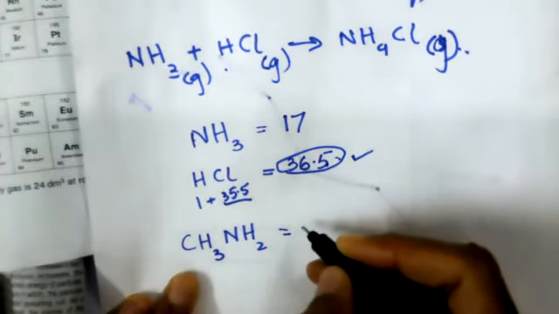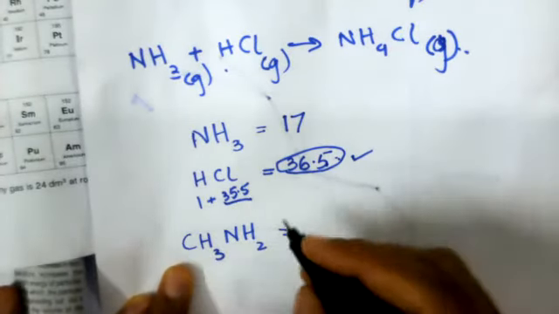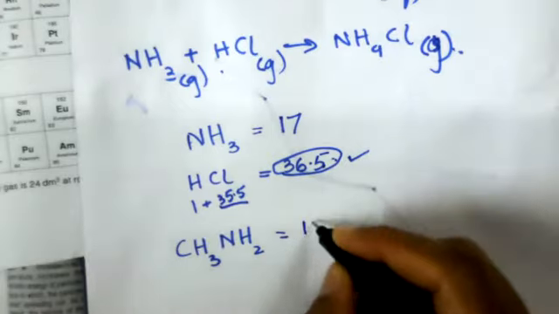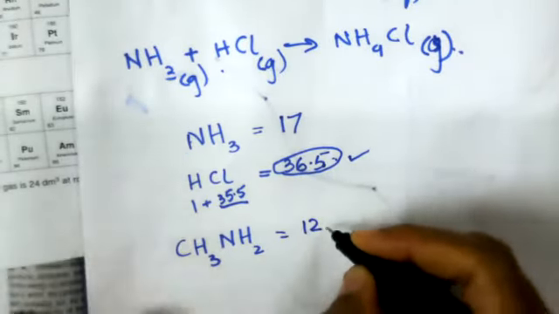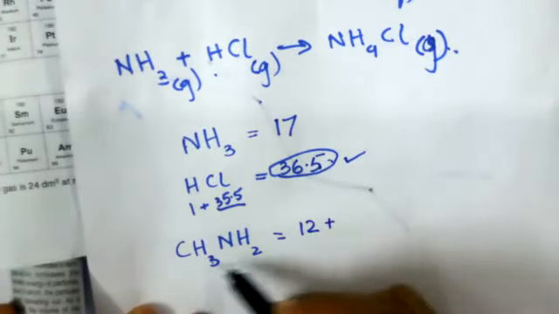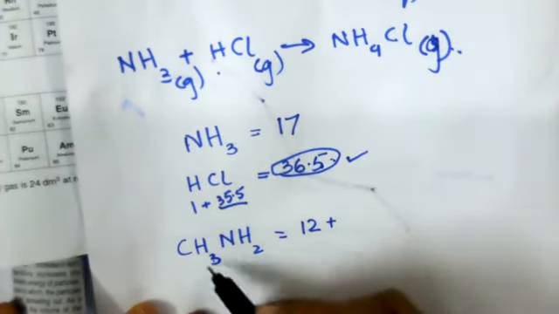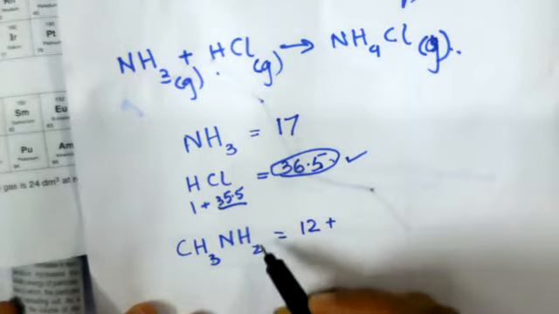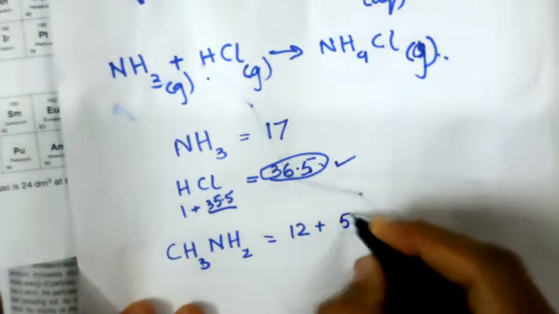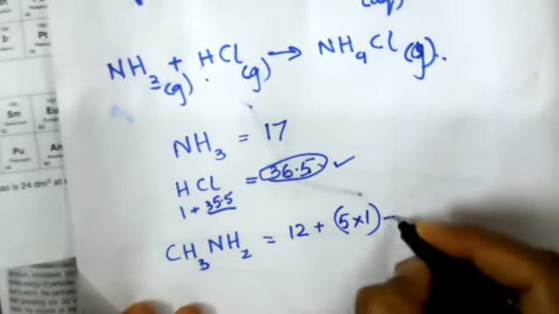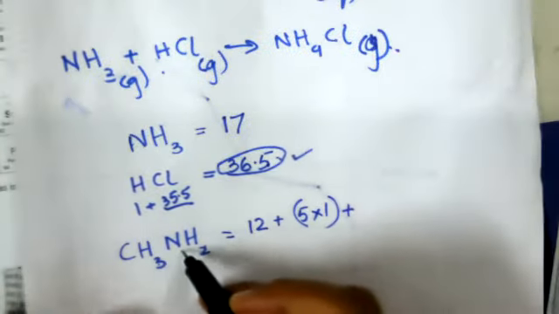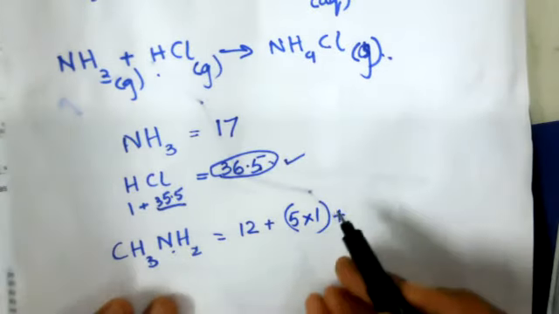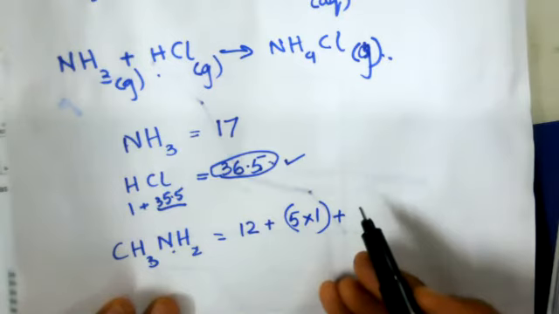Do you have the periodic table? I have a periodic table. So carbon's mass is 12. How many hydrogens do we have? We have 3 hydrogens, and then 4, 5. Right? 5. So 5 into 1. And plus nitrogen, one atom of nitrogen.